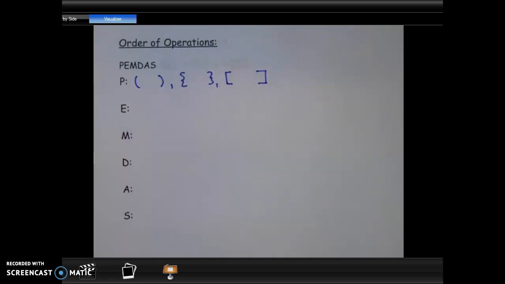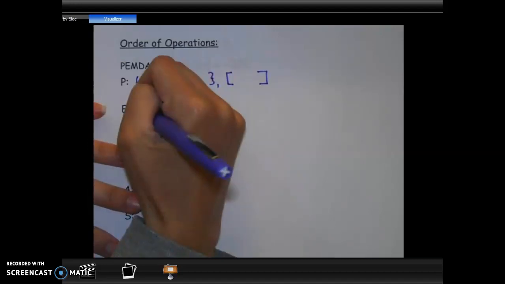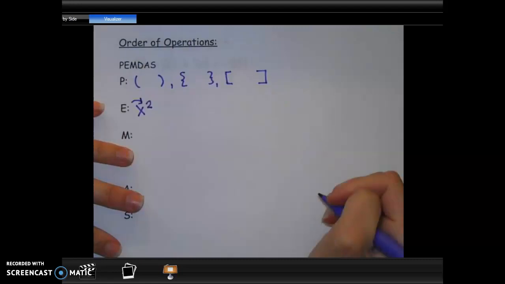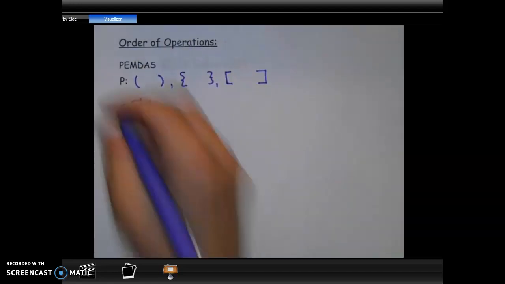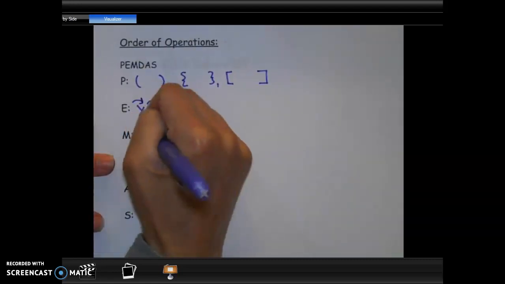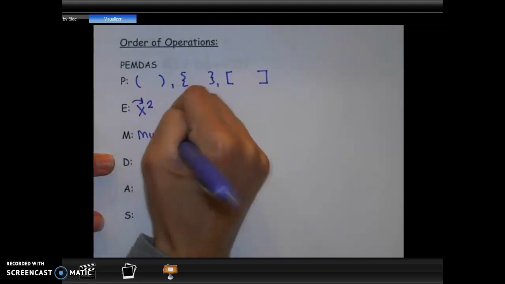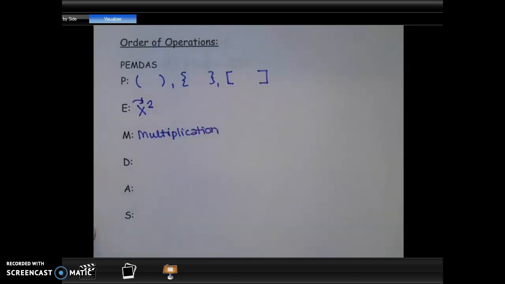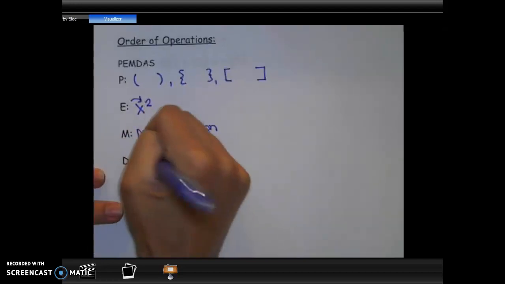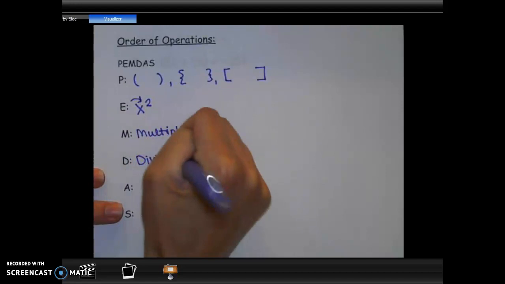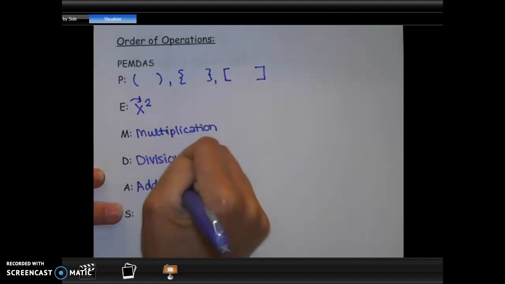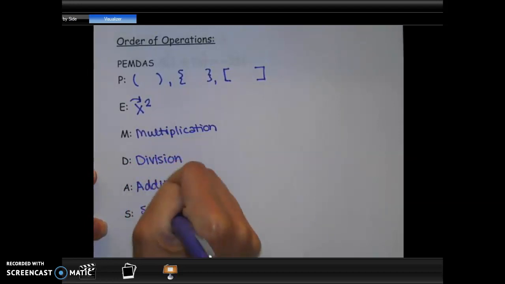You also, next will be E, which is exponents. That's whenever you have something that's raised to a power, okay? This is an exponent. You will look for that next. M is for multiplication. D is for division. A is for addition. And S is for subtraction.